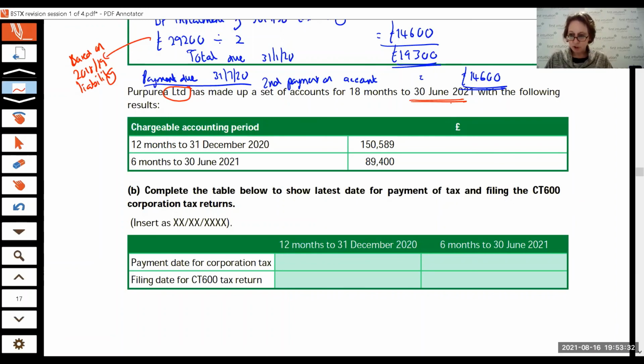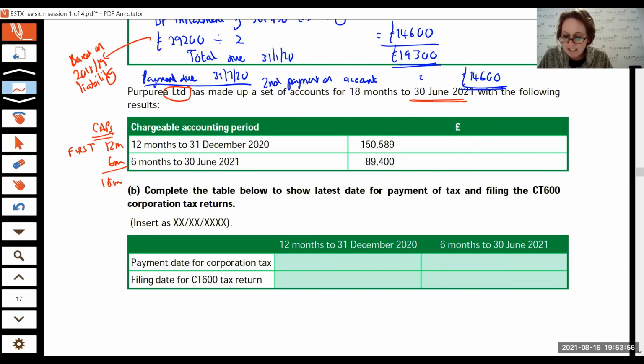And we have these two chargeable accounting periods. Very nice of them to tell us this. We already know that these are 12 months and then 6 months. We can't have longer than 12 months. So an 18-month period altogether. So the first 12 months and then the rest. We know about that. So that's the profit made in each.